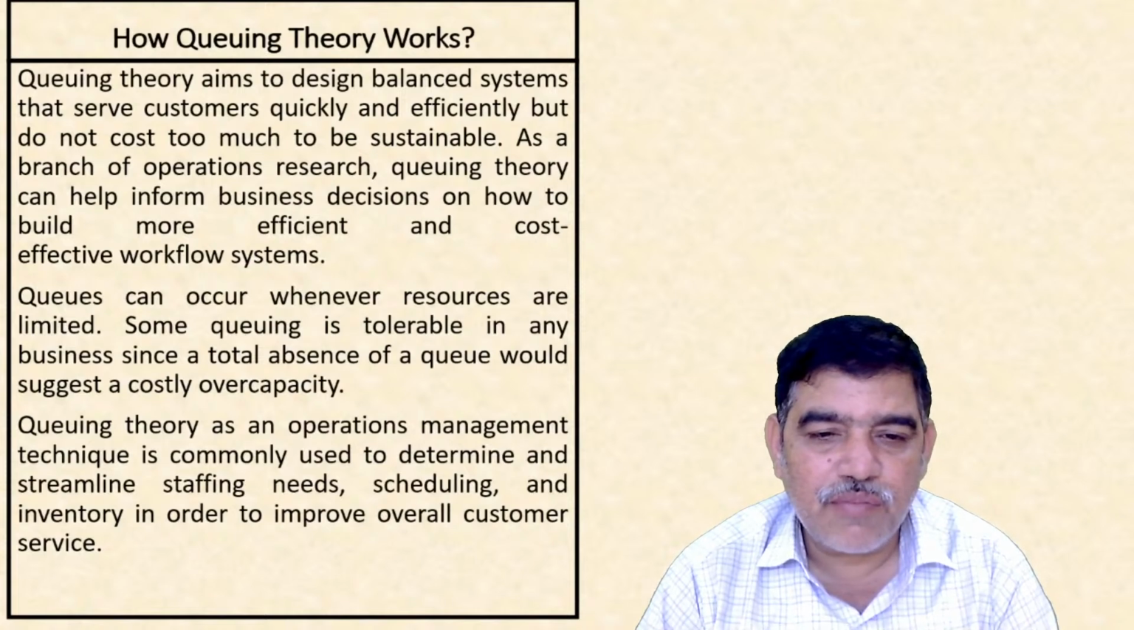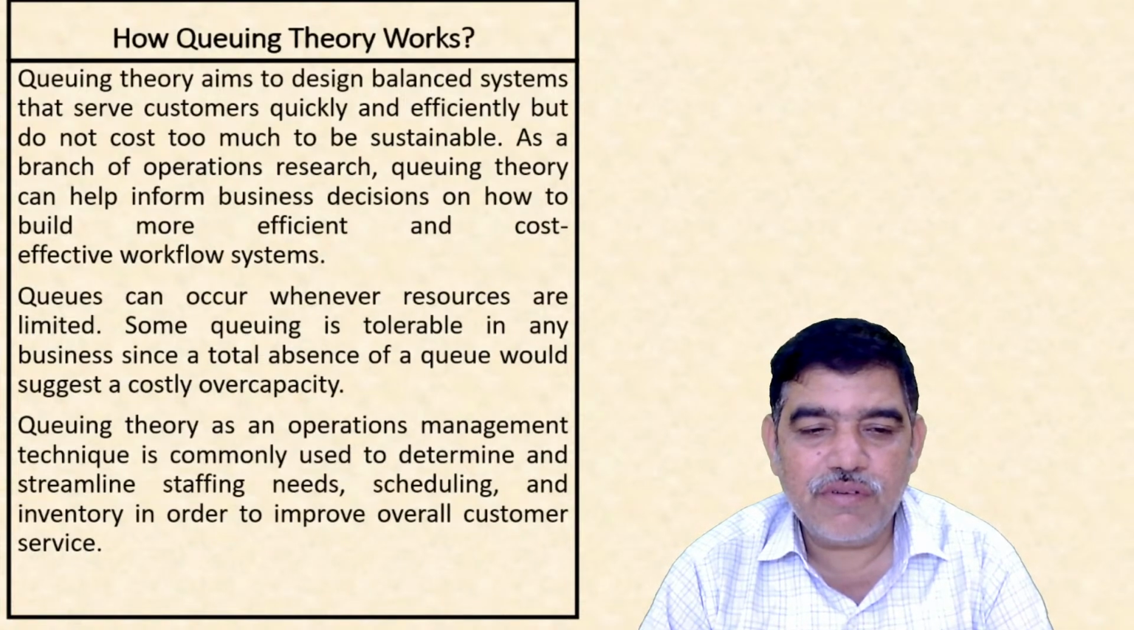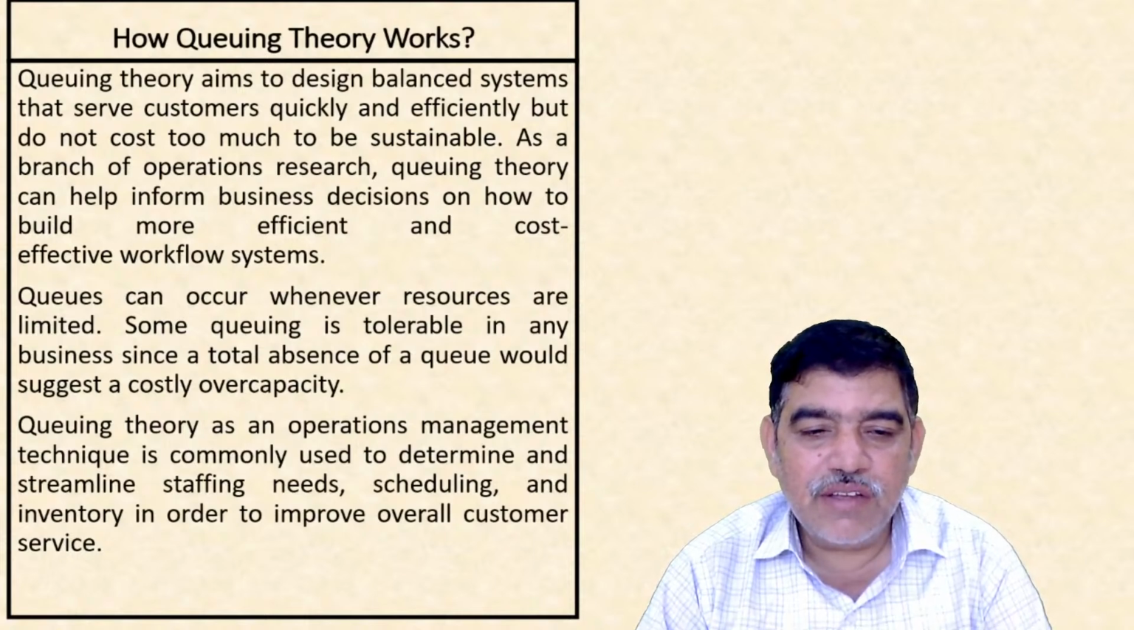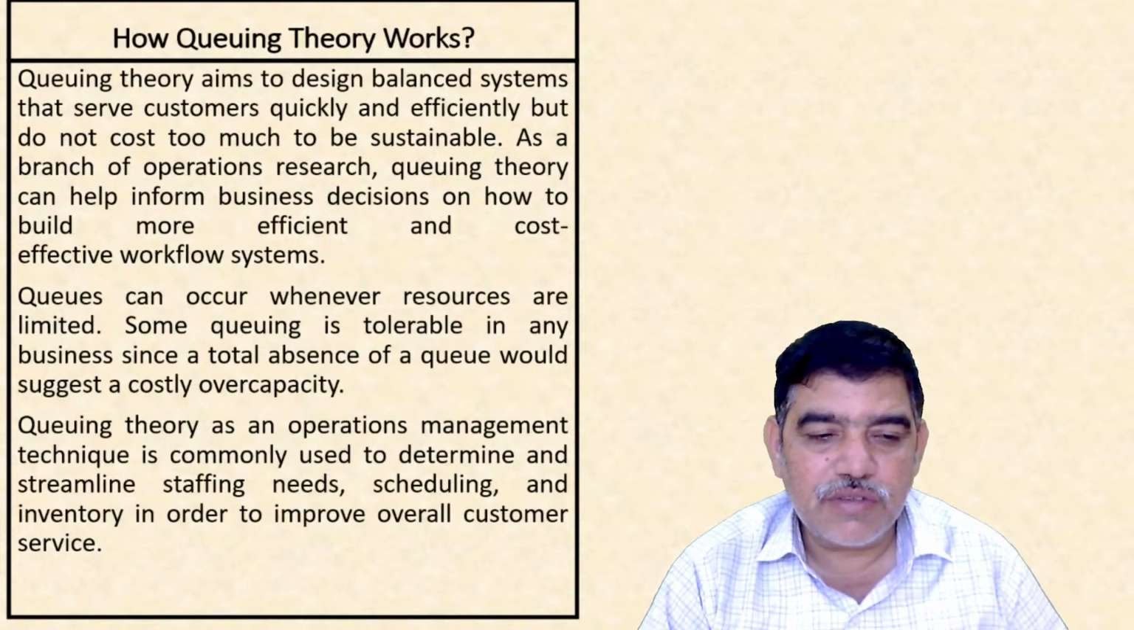Some queuing is tolerable in any business, since a total absence of a queue would suggest costly overcapacity. Queuing theory, as an operations management technique, is commonly used to determine and streamline staffing needs. Suppose there are many customers and one servicing point. At that time, we need to streamline how to give the service to the customers, so staffing needs, and we prepare the scheduling and inventory in order to improve overall customer service.